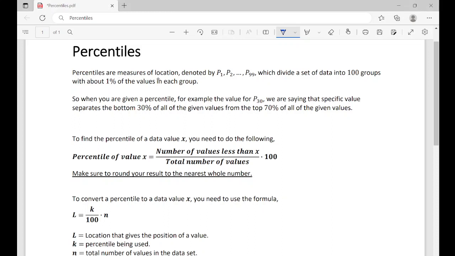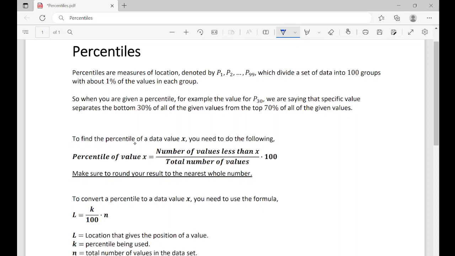Percentiles are measures of location denoted by P1, P2, all the way up to P99, which is read as first percentile, second percentile, all the way to 99th percentile. They divide a set of data into 100 groups with about 1% of the values in each group. So when you're given a percentile, for example the 30th percentile, we're saying that it is the specific value that separates the bottom 30% of all the given values from the top 70%. Whatever that number is, it separates the bottom 30 from the top 70.